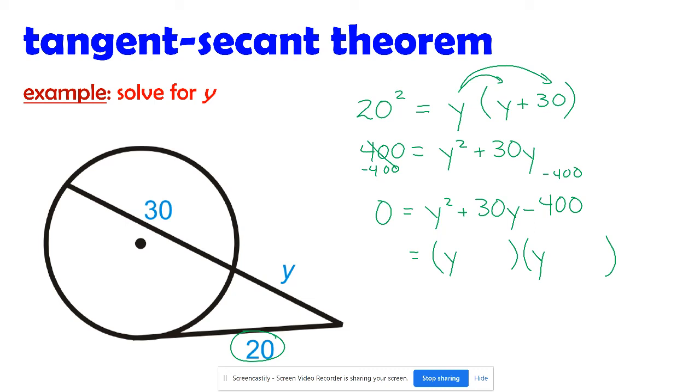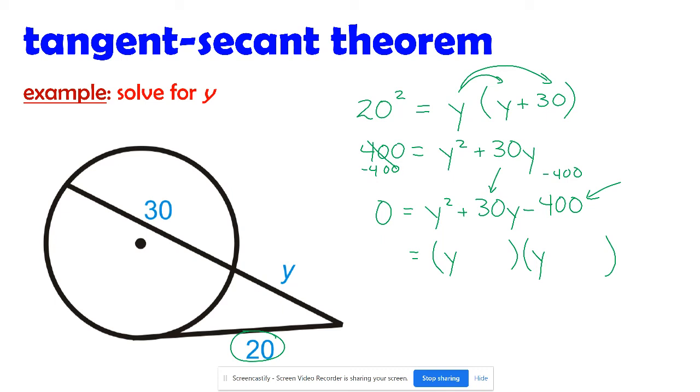So think back to when you were factoring. You need two numbers that multiply to get negative 400, but that add together to get 30. I'm thinking through, I know 400 probably has a bunch of factors, but the ones that immediately come to mind, I think of, okay, 20 times 20 is 400. But 20 and 20, if one's positive, one's negative, they're going to cancel each other out. They're not going to equal 30. So that's not going to work.